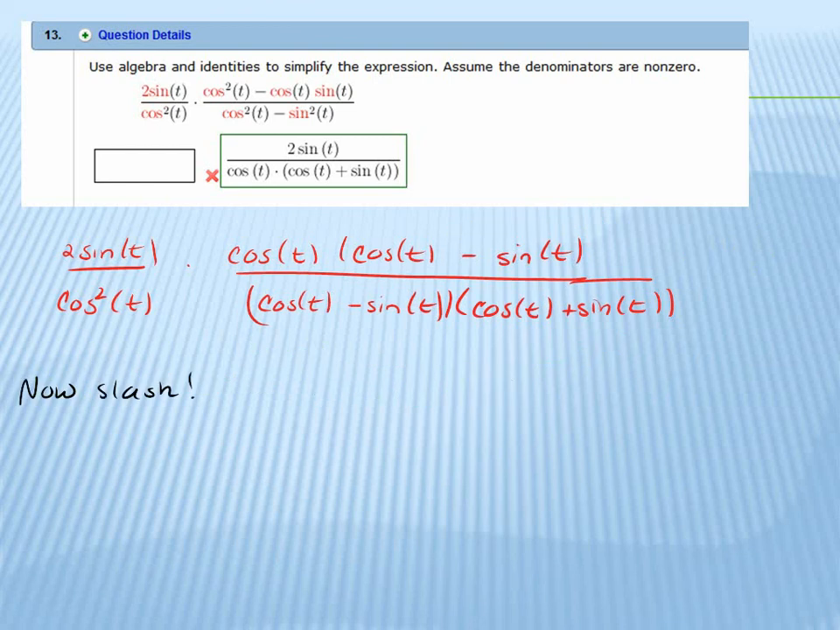And now that you've got it all factored, you slash. See those two disappear from each other? And that's where I'm at now. I didn't want to keep slashing on the same thing so you can see where it came from. And now I can see that these cosines can slash out.